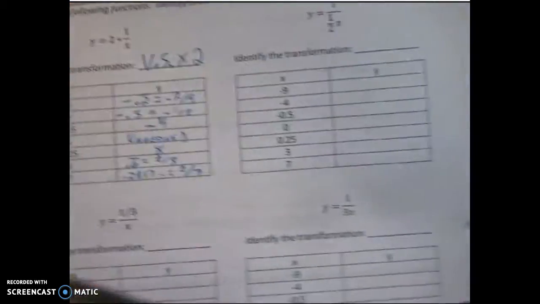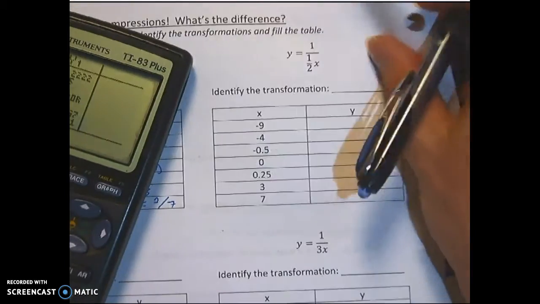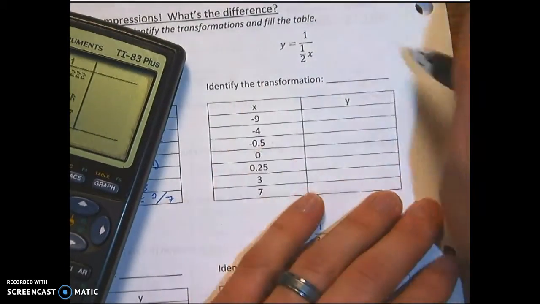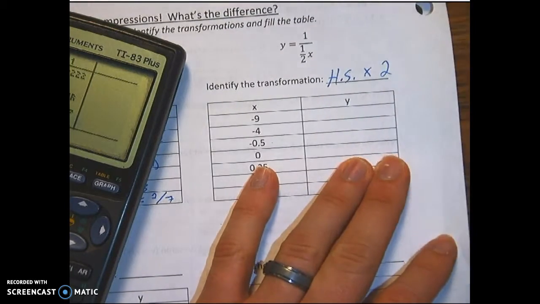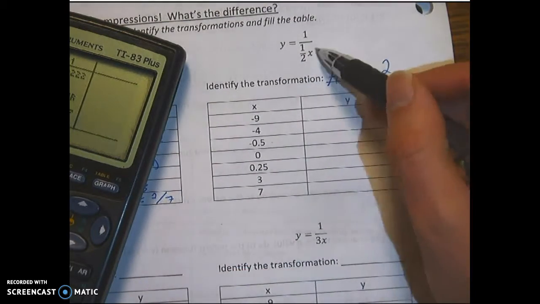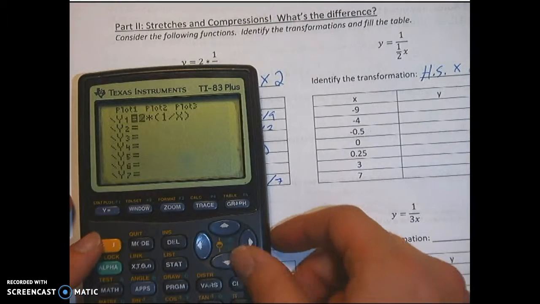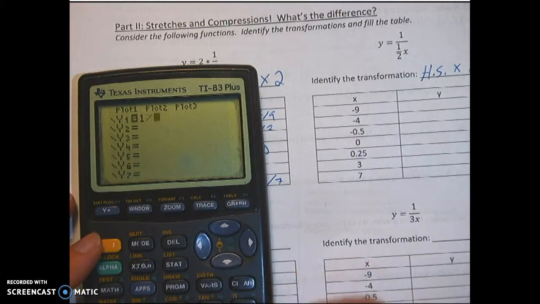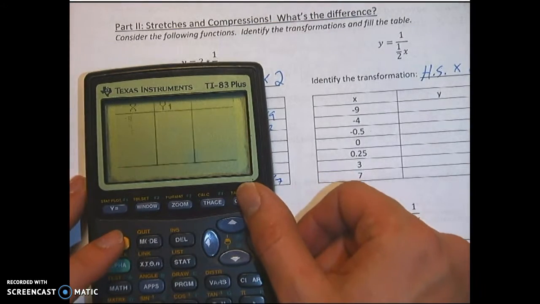And I want to go ahead and do the same thing, but this time for this transformation here, which you hopefully recognize as a horizontal stretch by a factor of 2. Remember, the b value is 1 over b, so we have to do 1 over 1/2, which is 2, to get the factor. So I'm going to do the exact same thing in my calculator, but this time change it to 1 divided by 1/2 times x. And I'm going to generate a table of values from that.